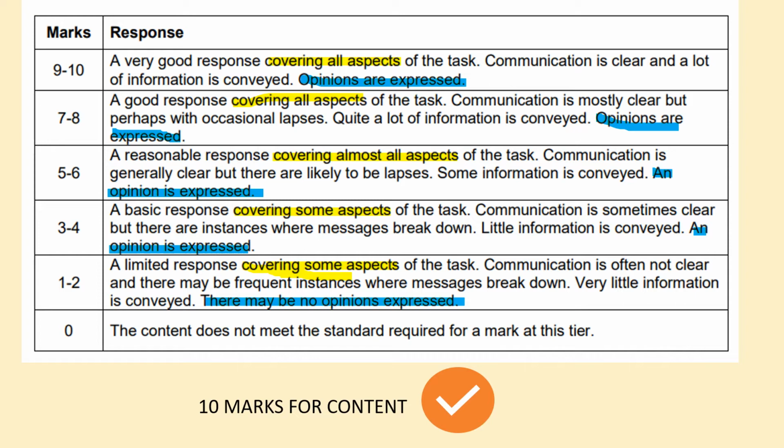The thing that is very important to focus on is communication is clear. Mostly clear. Communication is generally clear. Communication is sometimes clear. Communication is often not clear. So you can see how we progress up to the top box. It doesn't say communication is complicated. It doesn't say communication is particularly complex. It says communication is clear.